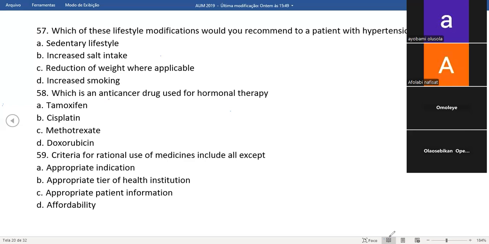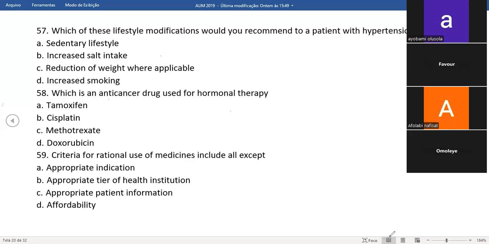Which of these lifestyle modifications would you recommend to a patient with hypertension? C. Reduction of weight, where applicable. Okay, so that's our answer for that. Then question 58. Which is an anti-cancer drug used for hormone therapy?